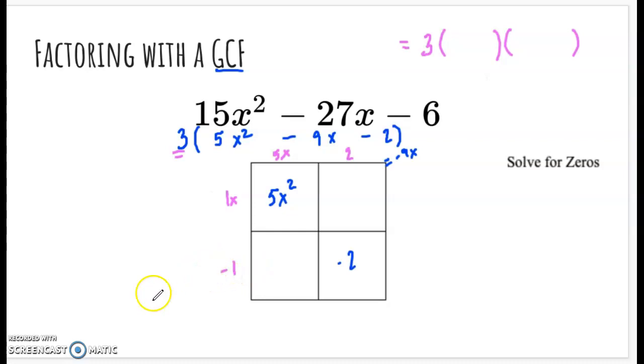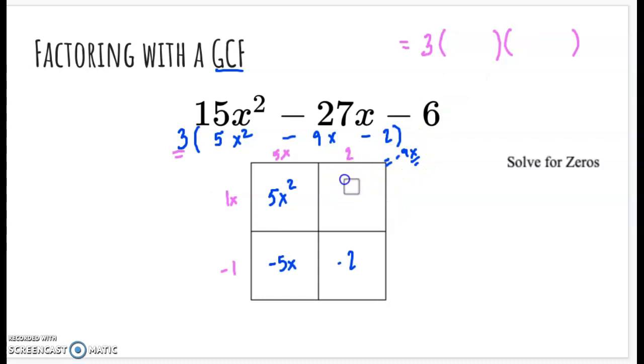And let's see here. So now I'm going to check and see, did I actually arrange everything correctly? Are these my correct factors? So 5x times -1, well, that would give me a -5x. 1x times 2, that's going to give me a 2x. If I go ahead and add these, I've got -5x plus 2x. That gives me a -3x. So I didn't quite get to my -9.